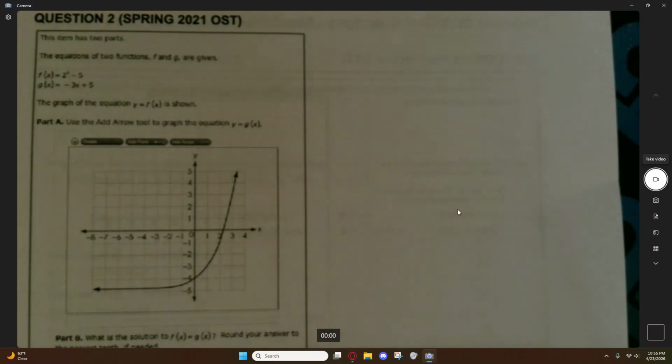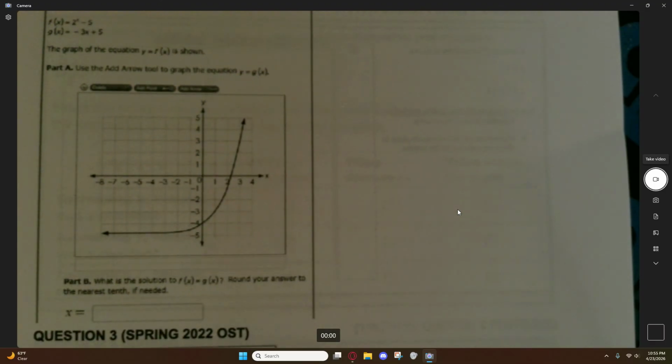Whoops. This item has two parts. These questions are getting hard to see because they're so small. The equations of two functions f and g are given. F of x equals 2 to the x minus 5. G of x equals negative 3x plus 5. The graph of the equation f of x is shown. Use the add arrow tool to graph the equation g of x.